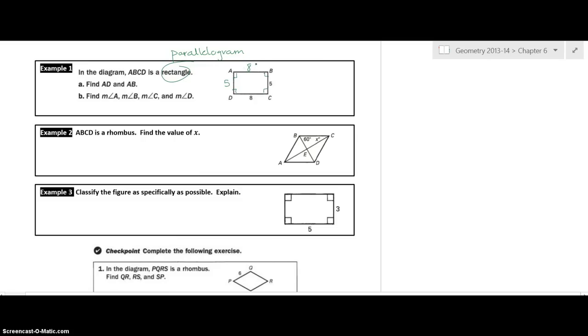So after I label my figure, I will go ahead and answer all of the things that they're asking me for. So find AD, we did that already. AD is 5. We found AB already. That's 8. And the measure of angle A, B, C and D are all 90. So the measure of angle A equals the measure of angle B equals the measure of angle C equals the measure of angle D. They're all equal to 90. You could write those all separately, or you can combine them like that.